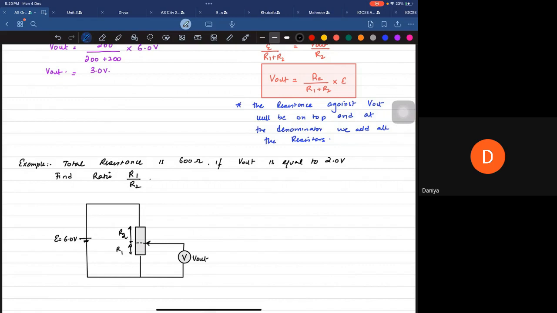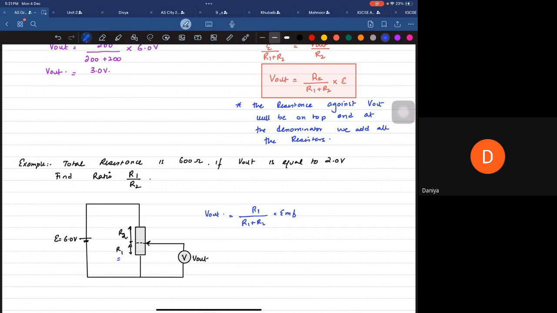You should remember that voltage can be found through a variable resistor like that at any point. So we're going to write the formula. Obviously, V out is against R1, so we write R1 on top, and then R1 plus R2, and then we multiply EMF along with it, and V out will be found like this.